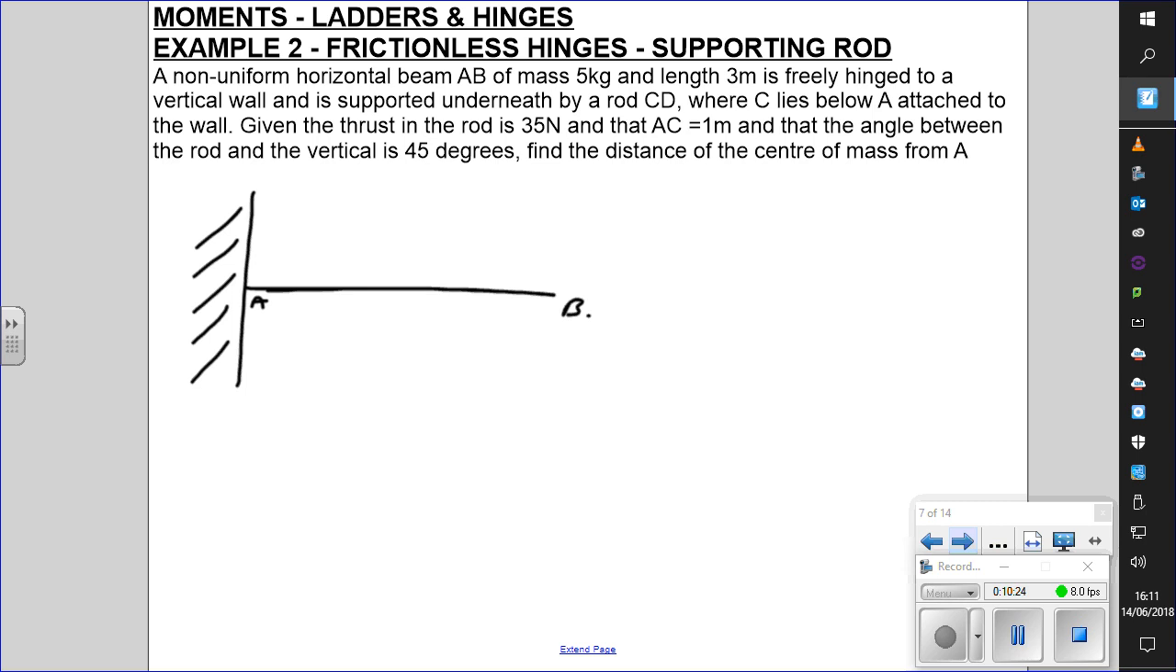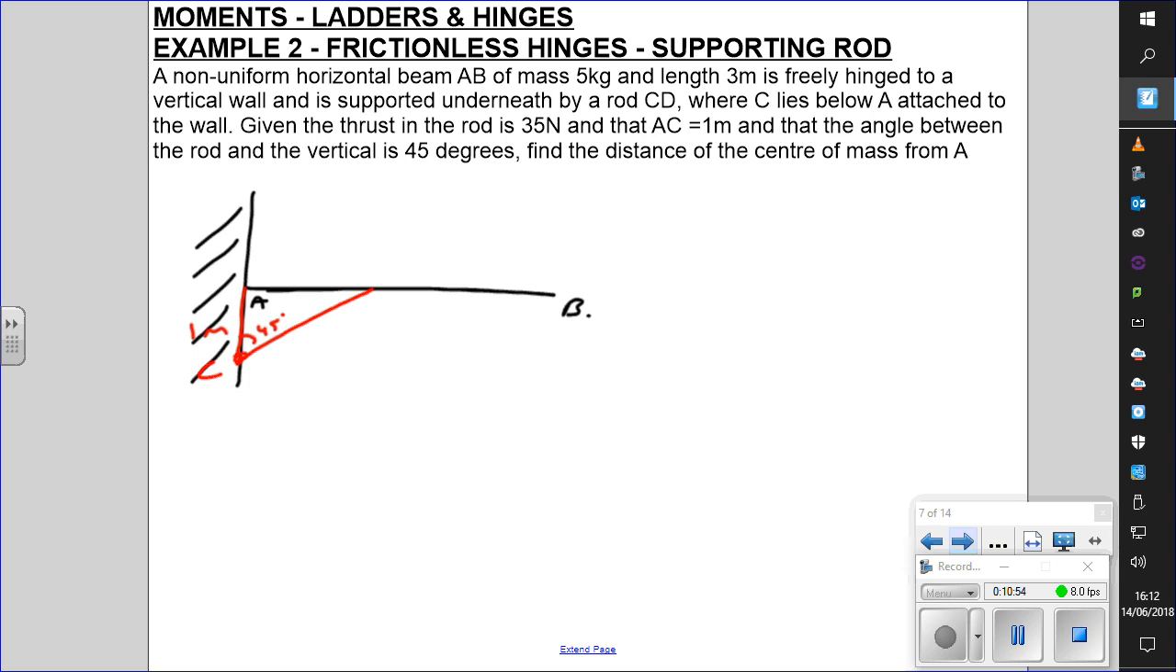Given the thrust in the rod is 35 newtons and AC is 1 meter, so C lies directly beneath A. So here's C, and its AC is 1 meter, so this is 1 meter here. And the angle between the rod and the vertical is 45 degrees. So you see I've got 45 degrees here. Find the distance of the center of mass from A. Okay. So the thrust is 35 newtons.